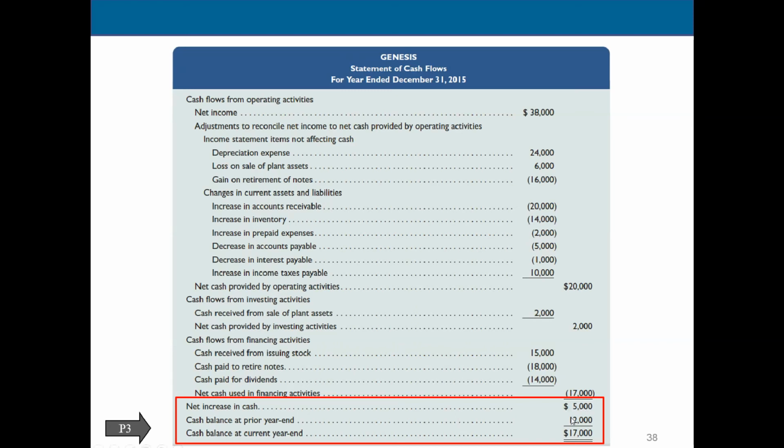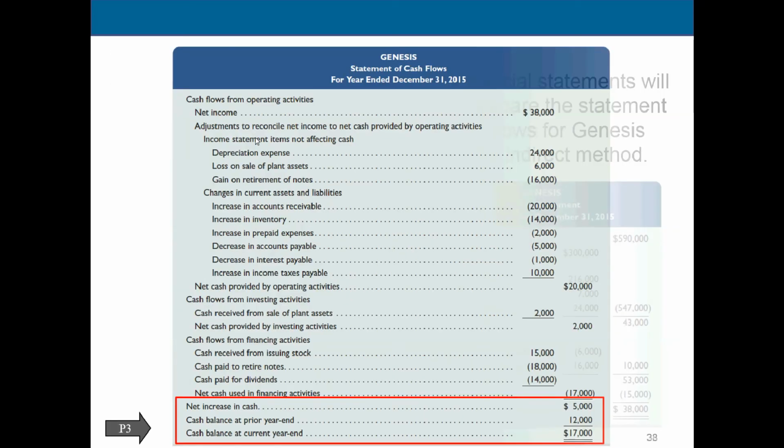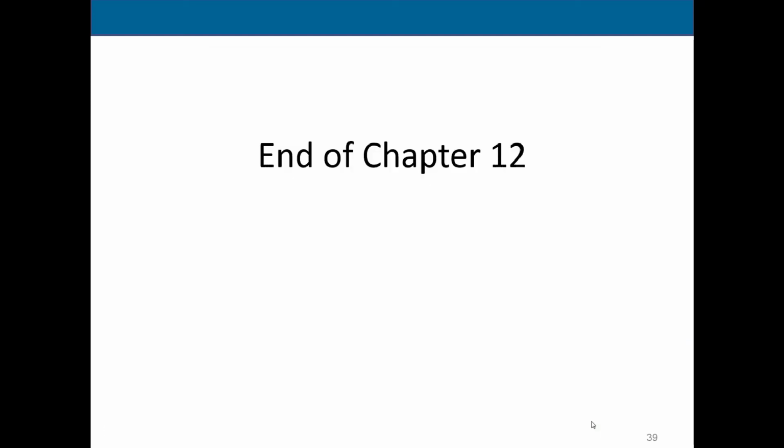Okay? So then it says, all right, well, if you increased in cash by $5,000, what was the cash balance at prior year end? It was $12,000. Where did I get that from? The balance sheet, right? So I had $12,000 when I started this year. I added $5,000, which means my cash balance at the end of the year should be $17,000. Is that what the balance sheet says? I don't know. Let's go look at it. It was a $5,000 increase, and I ended with $17,000. It's perfect. That's exactly what that cash flow statement is supposed to show us, is that it matches up with what we have on the balance sheet. It's a self-proving report. And that's going to finish out Chapter 12.